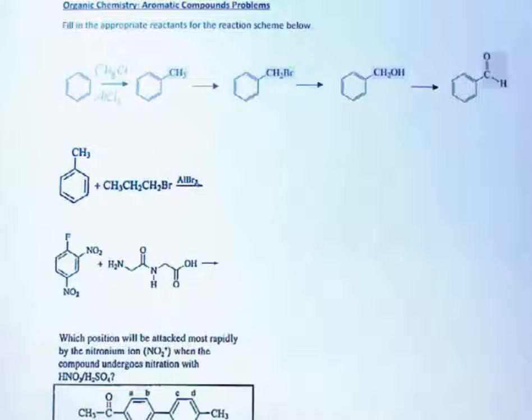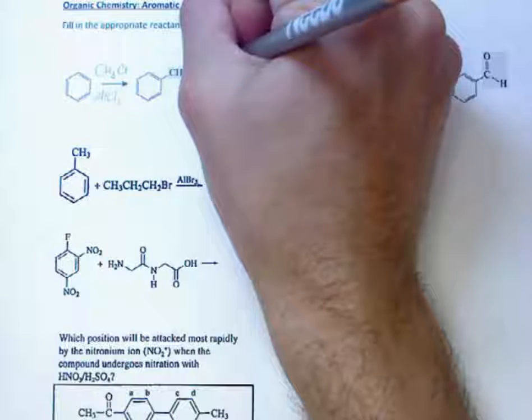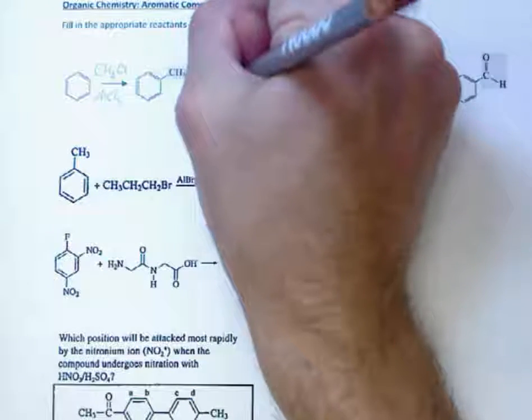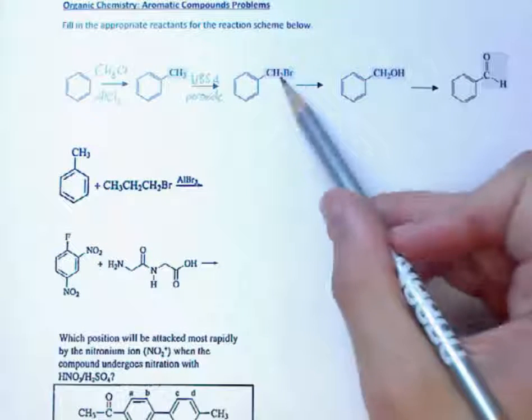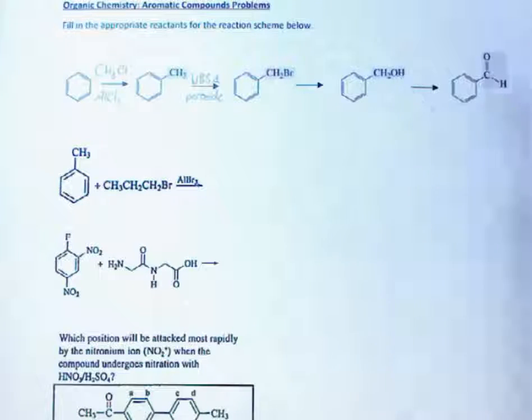Next, we have a bromination on that methyl. However, this bromination is a benzylic bromination. That means we can use something like NBS. Next, we go from the alkyl halide to a hydroxy group. This could be a simple substitution reaction with OH minus.